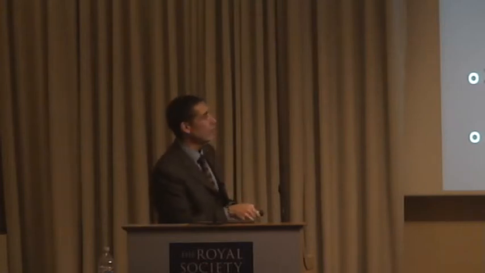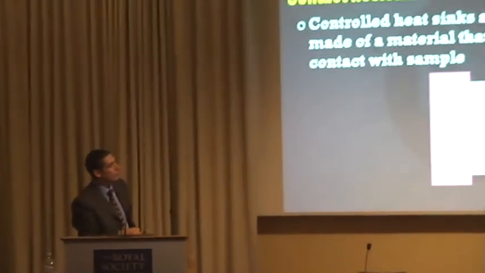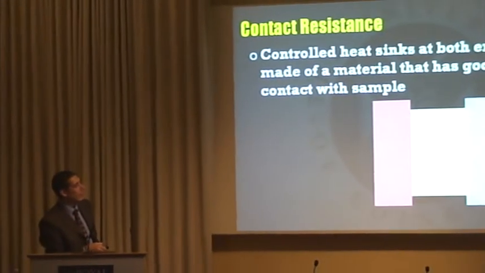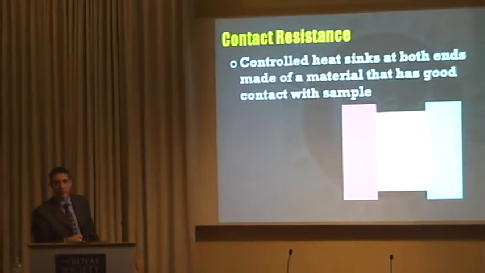My ideal and perfect boundary conditions. Okay? So how do I do this? Here's my sample. Basically, I have controlled heat sinks at both ends made of a material that is in good contact with the sample. So I put the two heat sinks, a hot one in red, a cold one on the other side, and I guarantee that that material basically has an almost perfect contact that makes sure that the real temperature at this end is T1 and the temperature at this end is T2.